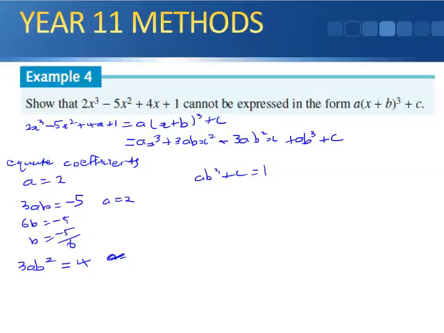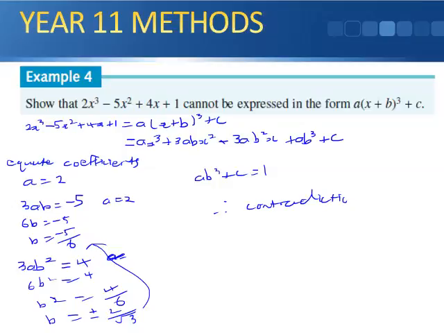Well, if I work this one out here with a equal to 2, I'm going to get 6b squared equal to 4. So b squared equals 4 on 6, so b equals plus or minus 2 over the square root of 6, which is different to what I have here. So which one is the correct answer? Therefore, contradiction for b values, therefore unable to express in the form.